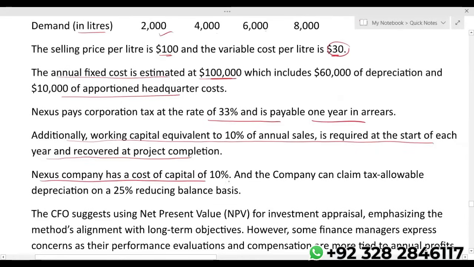Nexus company has a cost of capital of 10%. The company can claim tax allowable depreciation at 25% on a reducing balance basis. So very easily we will be calculating the tax saving from capital allowances.